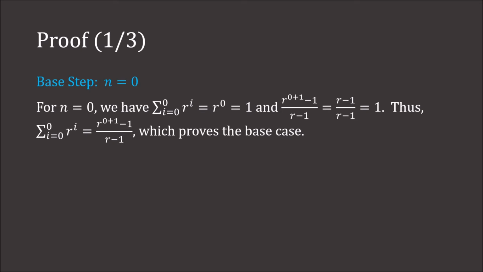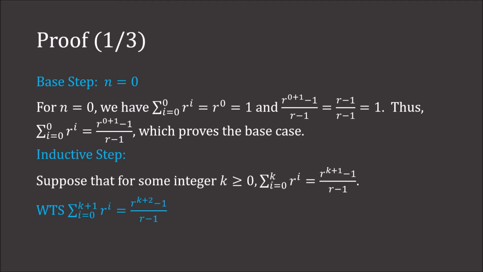So the base step is n is equal to 0. In this case, we're going to have the sum i equals 0 to 0 of r to the i. This is just r to the 0, which is 1. Furthermore, we're going to have r to the 0 plus 1 minus 1 all over r minus 1. This is just simply r minus 1 over r minus 1, and that's also equal to 1. So the left hand and right hand sides of our property are equal, and so the base case has been proven.